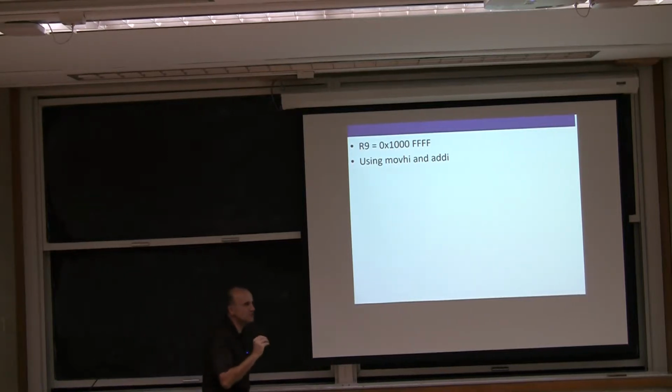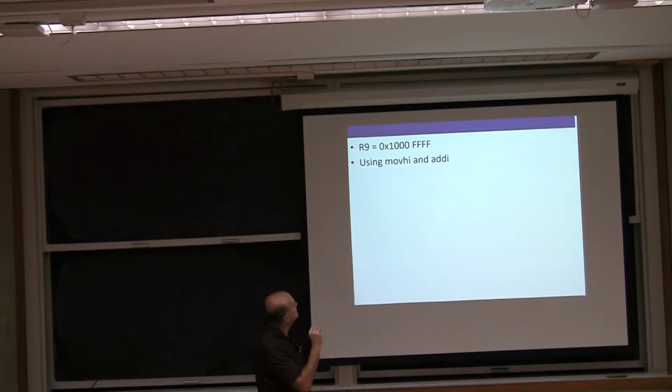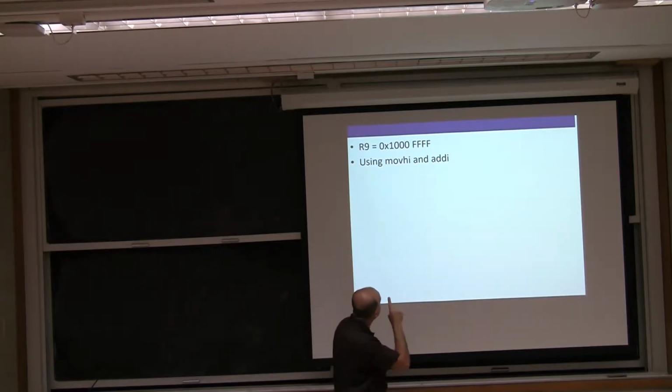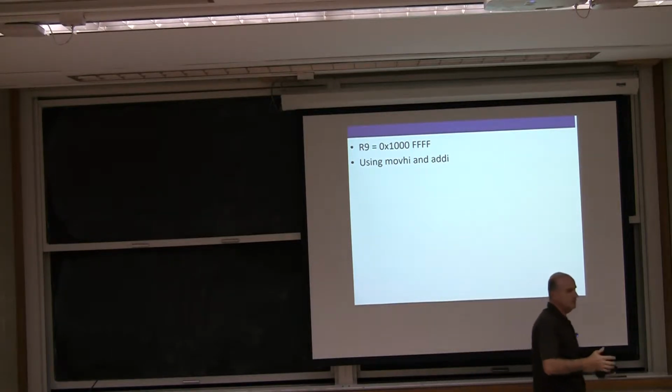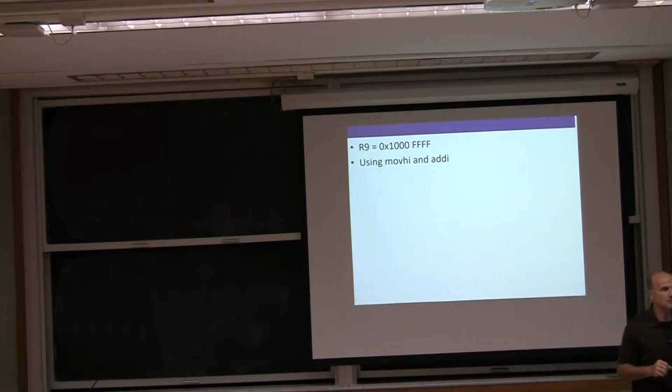So let's say we wanted to do this. Just so we understand what the complications are, we wanted to do this with move high and add I. We want to move that constant to our 9. Okay. Now let's move to another favorite part of mine. How about you guys try to do this? I'll give you 1 minute. It's not fair, but let me give you 1 minute to try this on a piece of paper. See what you can do.